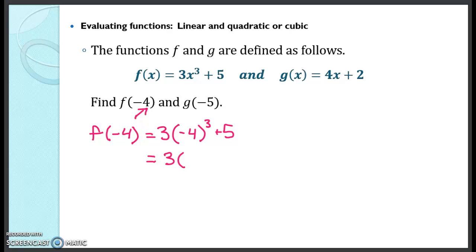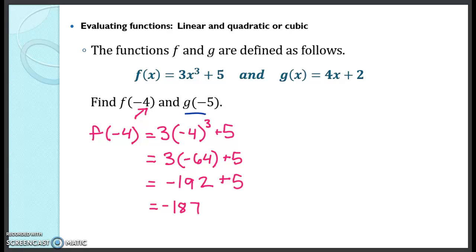So what is negative 4 cubed? Remember your order of operations. Negative 4 cubed is going to be negative 64. We're going to add 5. So now we multiply. So 3 times negative 64 is negative 192. And then we're going to add 5 to that. So, what's negative 192 plus 5? That is negative 187.